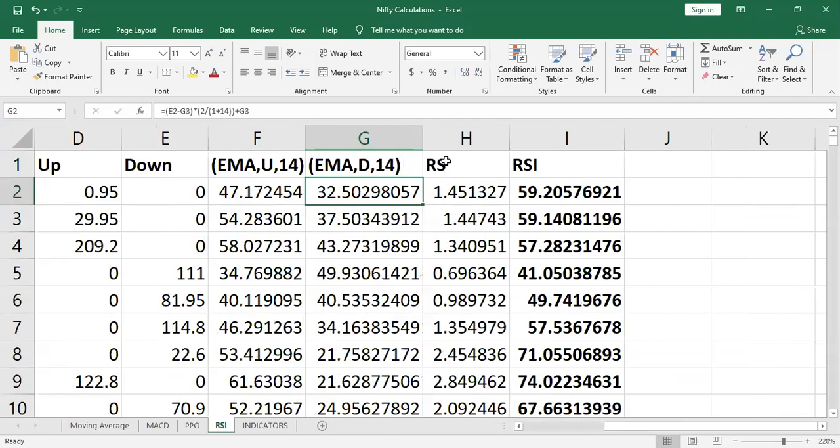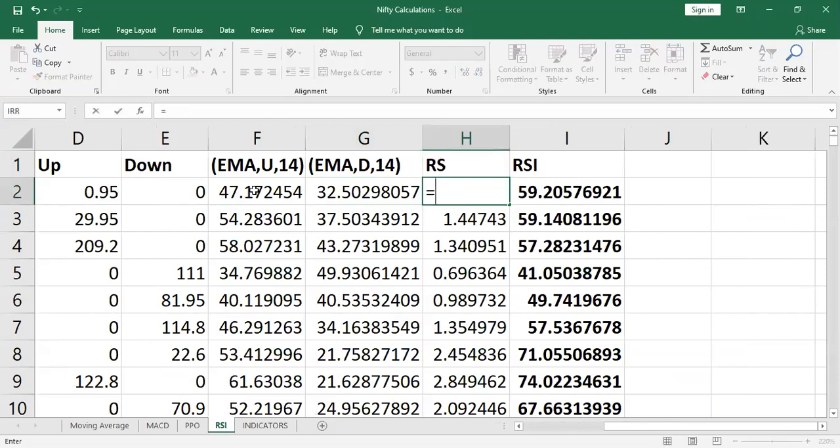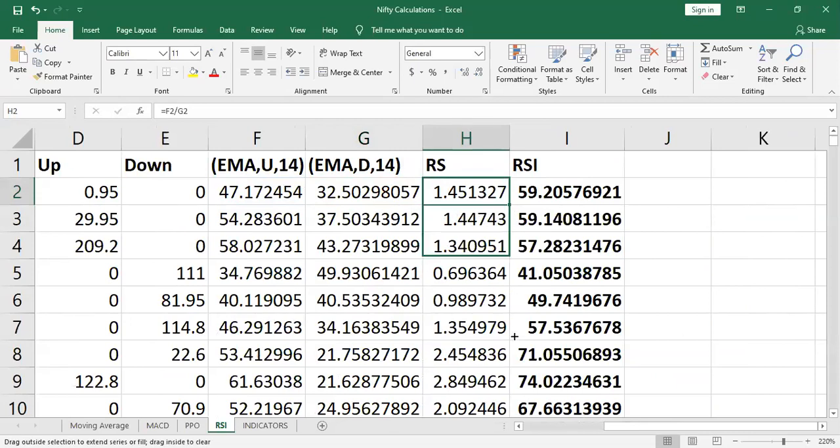Now we are calculating the RS. It is the relative strength, equal to upward divided by downward, and the same will be calculated for the further rows.